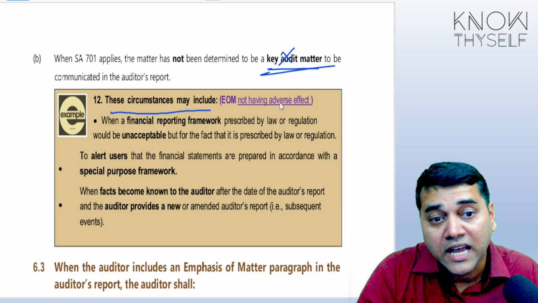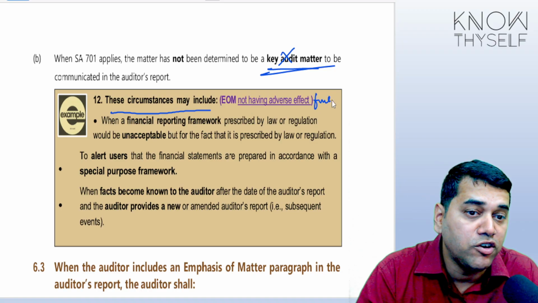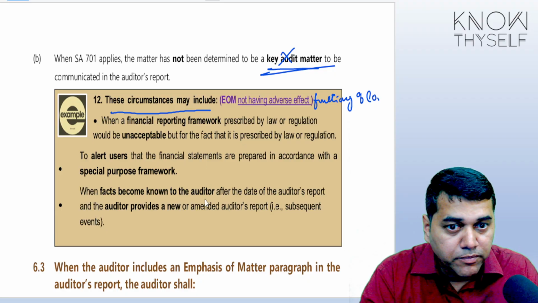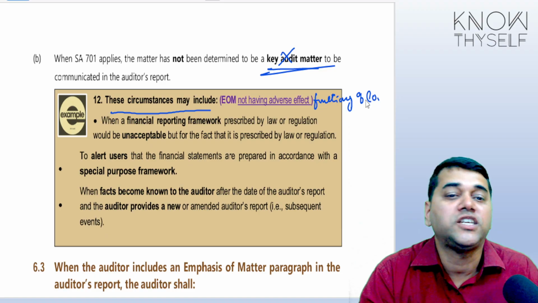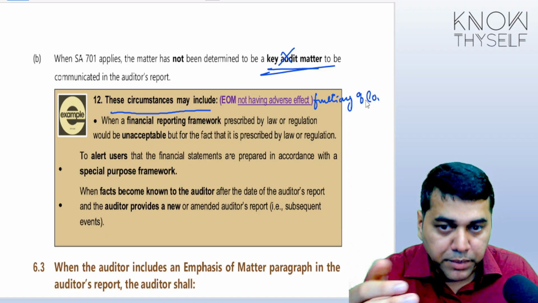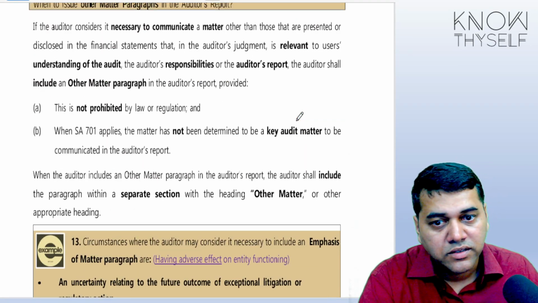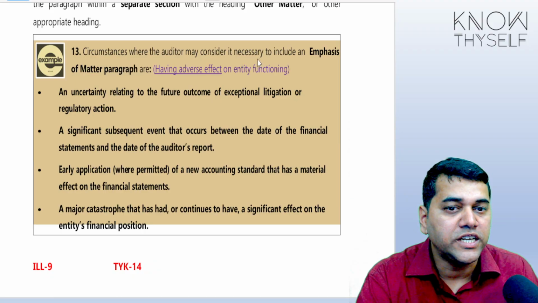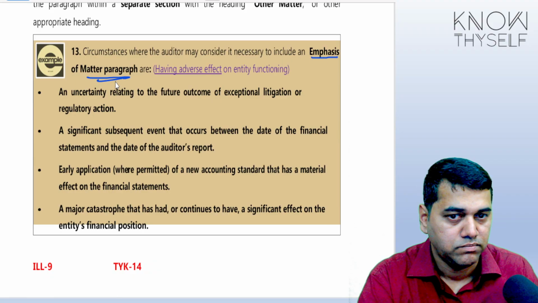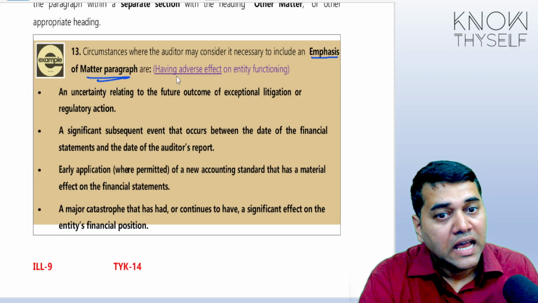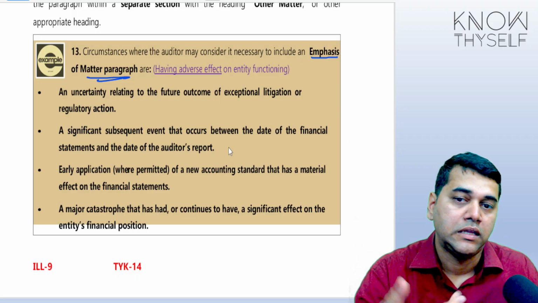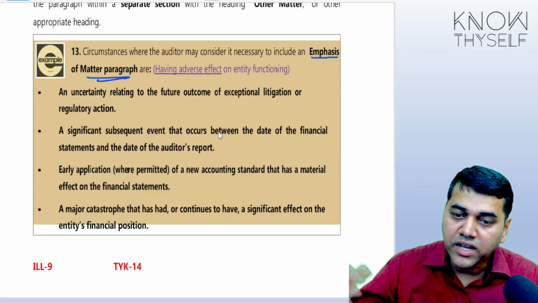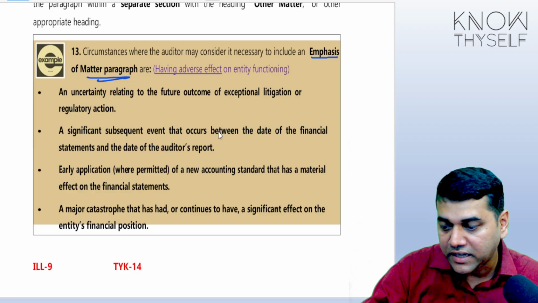Emphasis of matter not having adverse effect on the functioning of the company. Please write this. They have given the examples of matter which is not having adverse effect on the functioning of the company. Why do I have to write? Because if I go a little down, somewhere later, they have given circumstances of the matter which the auditor may consider as an emphasis of matter. Now, these are having adverse effect on the functioning of the company. See, why they have to give two examples, and both are two different examples. Now, somewhere in the illustration or test your knowledge, we will see that this bifurcation has been made.